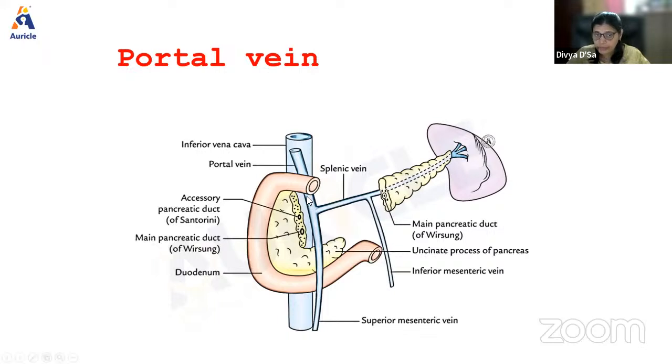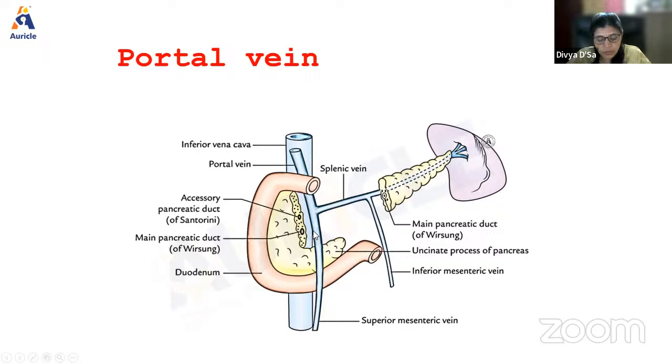So out of that, about 1200 ml is entirely provided by this portal vein, okay? And only 300 ml is contributed by the hepatic veins. So how is this portal vein formed? Portal vein is formed by the union of the superior mesenteric vein and the splenic vein. So the site is just behind the neck of the pancreas, okay? That is at the level of L2 vertebrae.